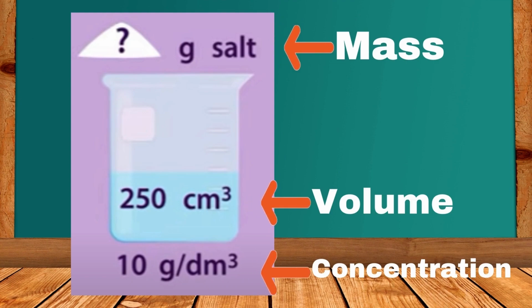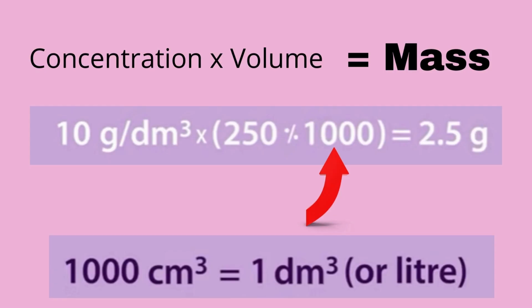Let's say mass is unknown. The given are volume is equal to 250 cubic centimeter, concentration is equal to 10 grams per cubic decimeter. Let us solve for the unknown, which is mass. Substitute the given. First, convert cubic centimeter to cubic decimeter. 1,000 cubic centimeter is equal to 1 cubic decimeter or 1 liter.